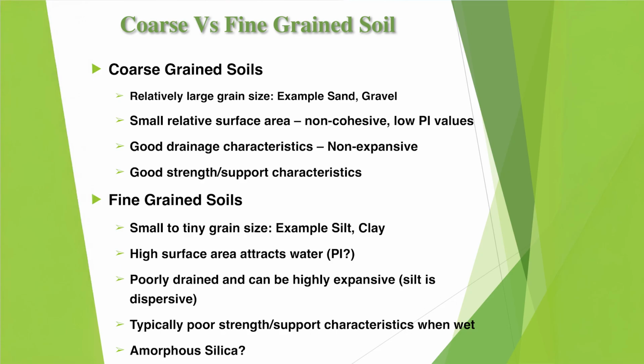I'm going to start with the definitions of what a coarse grain soil and a fine grain soil is, so that we understand what we're talking about here. A coarse grain soil is something that's relatively large grain size. It's something you can see with the naked eye. For example, sand or gravel: usually you can pick up a single grain of sand or a single particle of gravel. So it's relatively large compared to the fine grain soils.